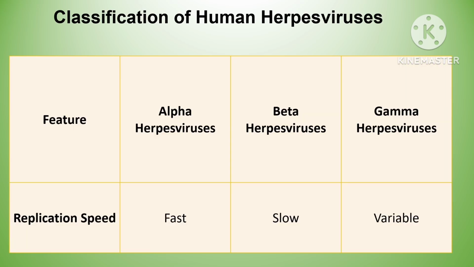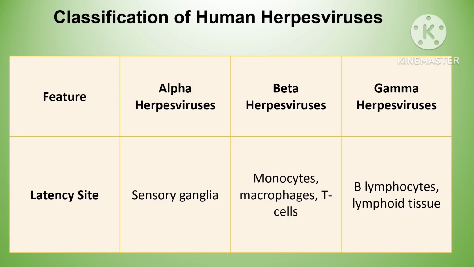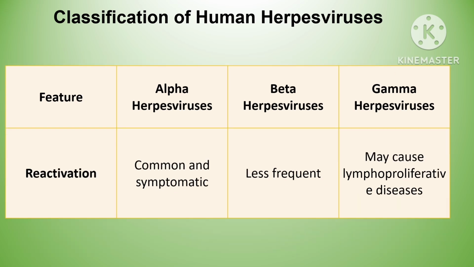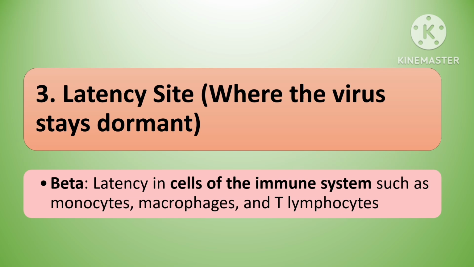Now, looking at the replication speed of viruses, alpha viruses grow very fast, causing quick and often painful symptoms. Beta viruses grow slowly and infections can last a long time quietly. Gamma viruses grow in a restricted or slow way and sometimes are linked to cancers as well. Finally, looking at latency, where the virus hides after the infection. Alpha viruses stay hidden in nerve ganglia like trigeminal or sacral nerves. Beta viruses hide in glands, kidneys, and some white blood cells, while gamma viruses stay in B lymphocytes and may reactivate later, especially in weak immunity.